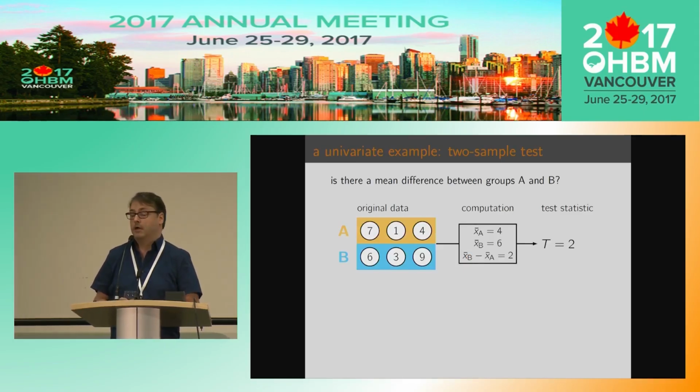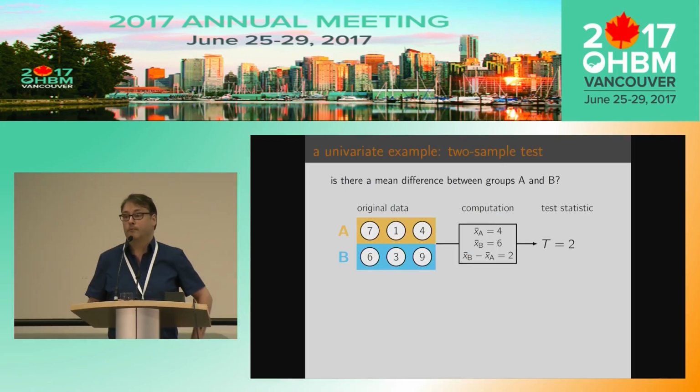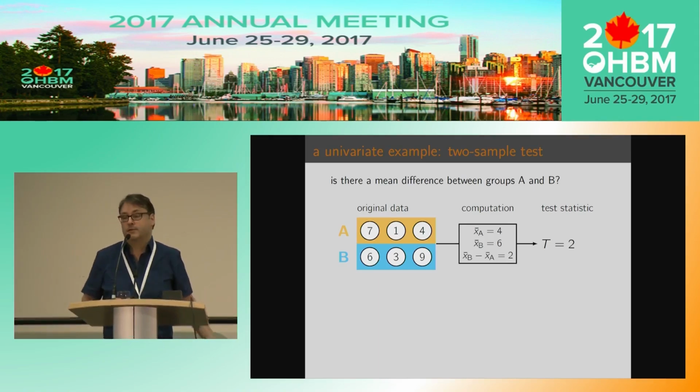I'm starting with a simple univariate example, the two-sample test. This is the situation in which you would normally, in a parametric setting, employ a two-sample t-test. We have data from two groups, let's say groups of people, A and B. We have three samples in each group: 7, 1, 4 and 6, 3, 9. And the question is whether the distributions these data points come from have a difference in mean.